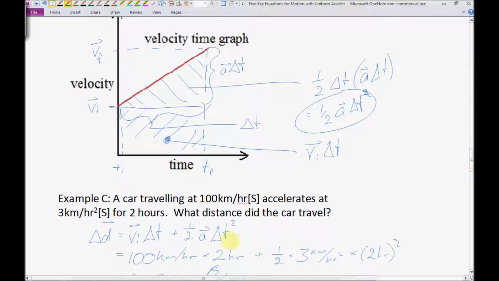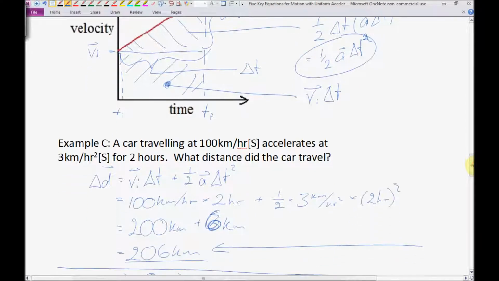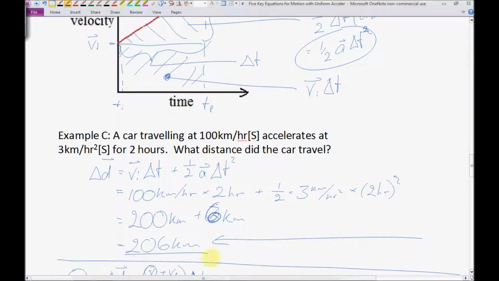Substituting in some values, it was moving first at 100 kilometers per hour, 100 kilometers per hour times 2 hours. That's how long it was accelerating for. Plus half times its acceleration, 3 kilometers per hour squared, times 2 hours squared. So that's going to give us 200 kilometers plus half times 3, which is 1.5. 1.5 times 2 squared, which is 4. 1.5 times 4 gives us 6 kilometers. 200 plus 6 gives us 206 kilometers. So there's our answer for example C.